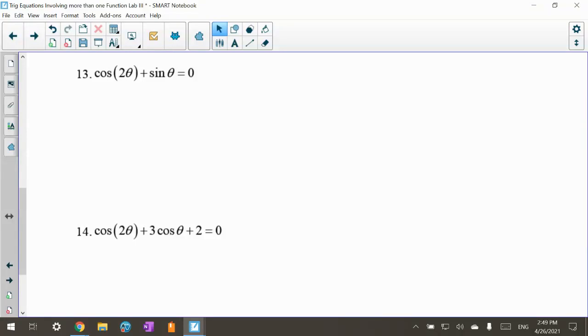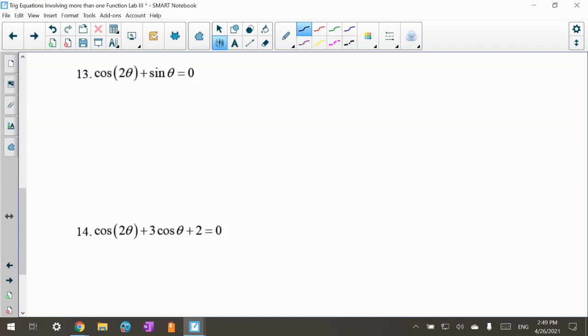Okay, this is another video for my pre-calculus class for trig equations that involve more than one function. This is my lab 3. This page right here at the very top, it says find all the values for theta in the interval 0 to 2 pi. So this is a radians page. I've already done a video for 11 and 12, so this is number 13.